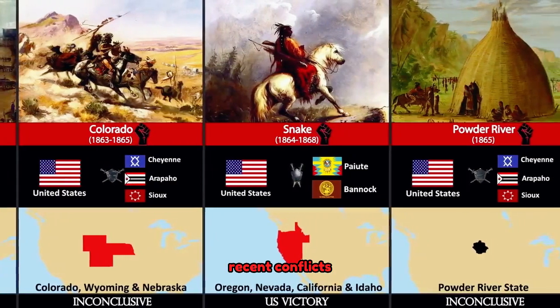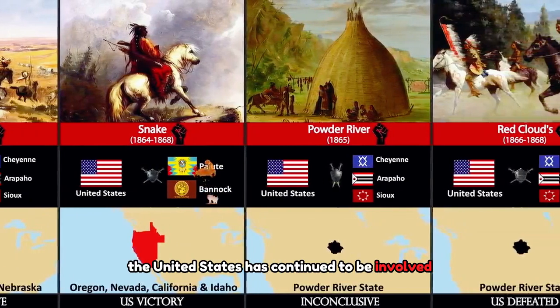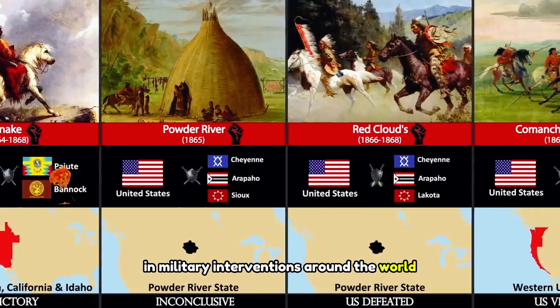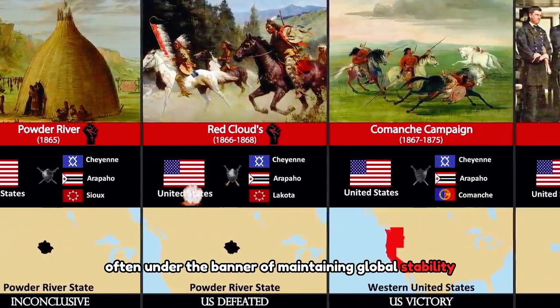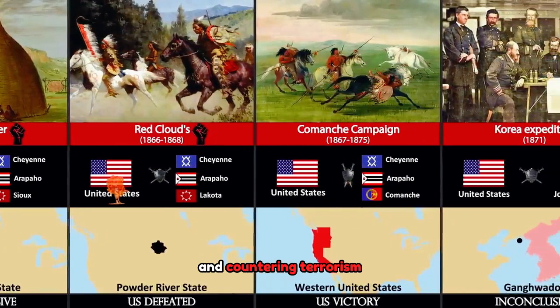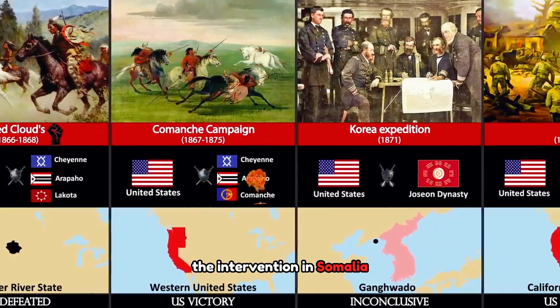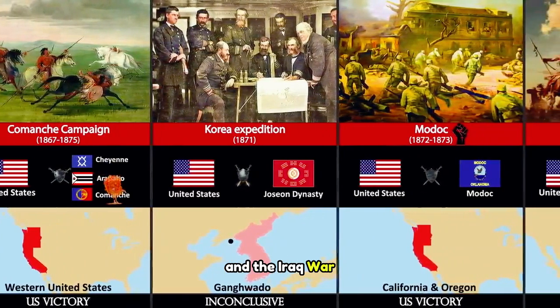Recent conflicts, maintaining global stability. Since the end of the Cold War, the United States has continued to be involved in military interventions around the world, often under the banner of maintaining global stability and countering terrorism. These conflicts include the Gulf War, the intervention in Somalia, the Kosovo War, the Afghanistan War, and the Iraq War.